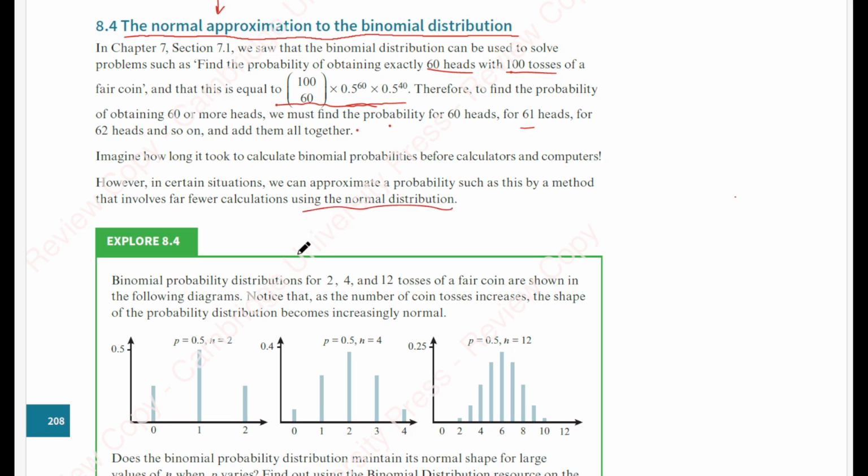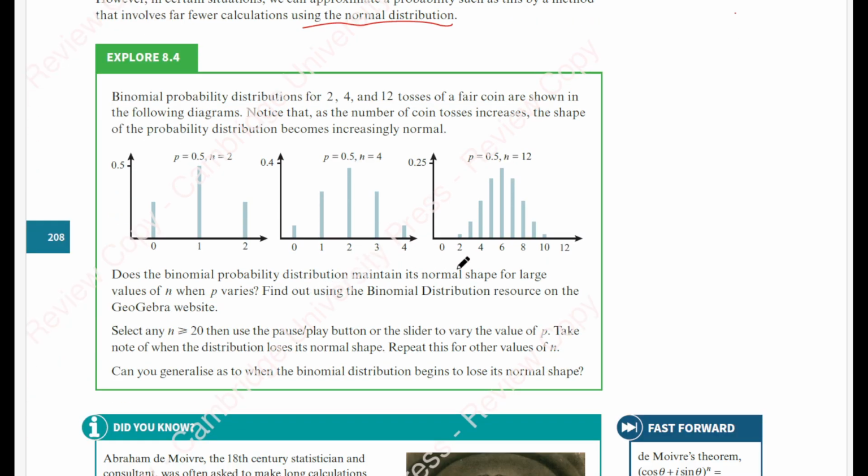I hope this is understandable, because this is really interesting stuff. But in order to do this, we need to understand that the binomial probability distribution can be approximated. Now let's have a look at those things below. Look here and just explore that. We have a situation here: n equals 2, probability equals 0.5. So you have a coin tossed 2 times with probability 0.5.